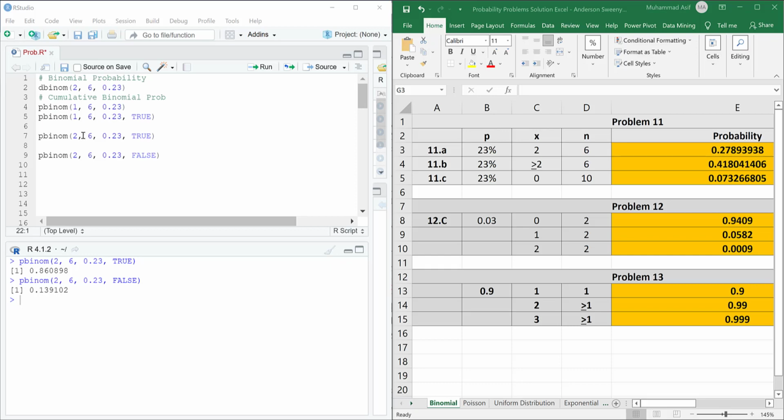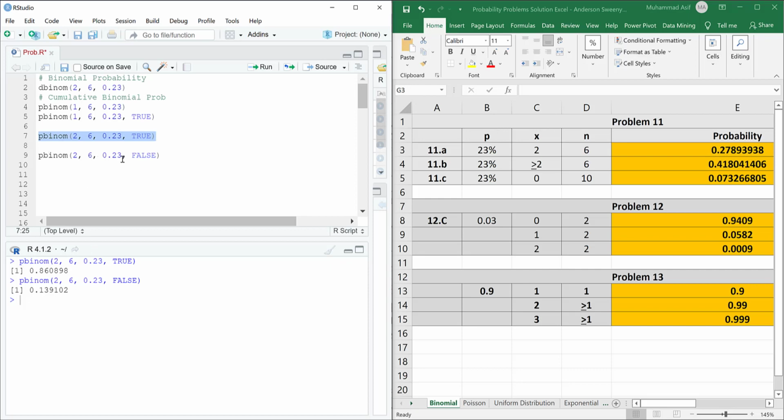When we use true, it gives the cumulative probability, which means that's on the left side. So for instance, this one gives us a probability of 86%, which means it's the probability of 0, 1 and 2 together. That's 86%, and that's exactly the same thing that we had also calculated earlier in Microsoft Excel.